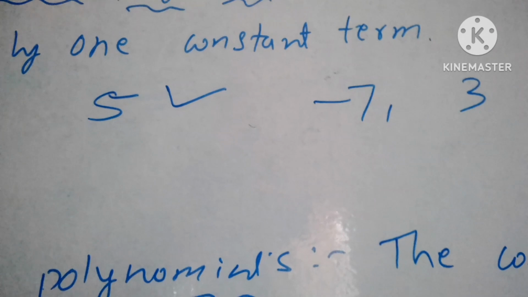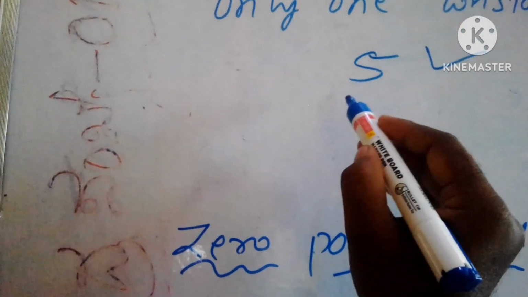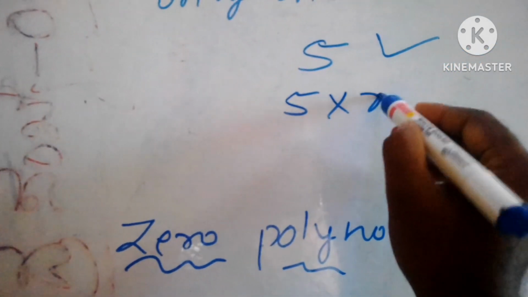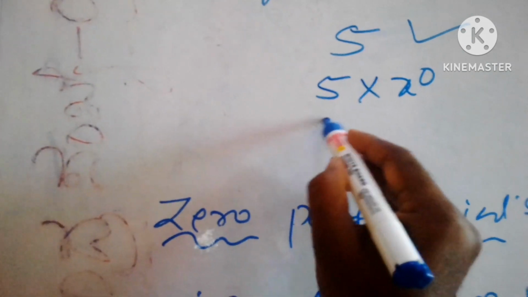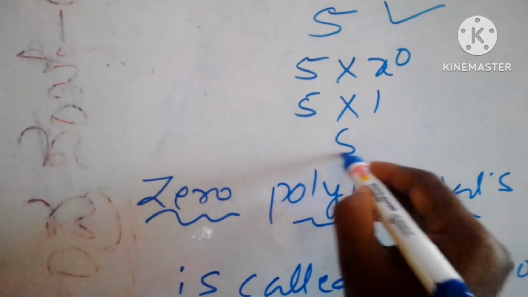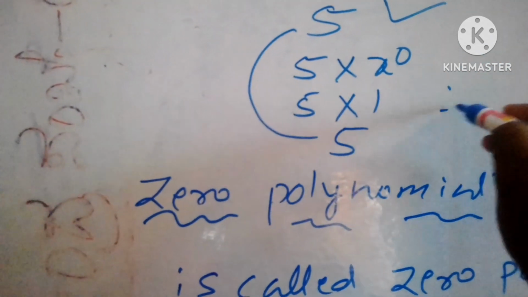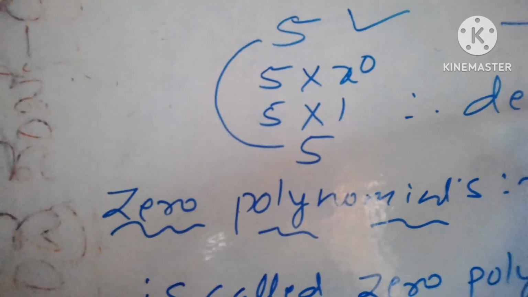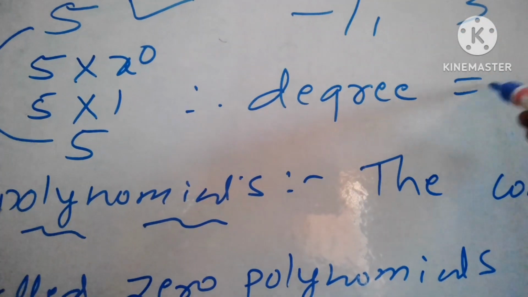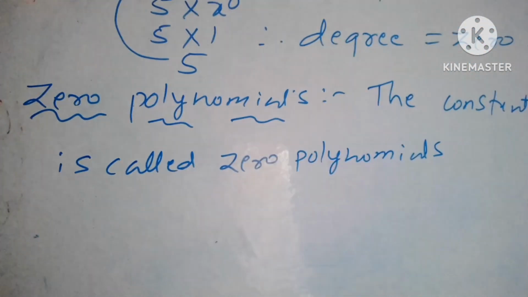The next question is, what is the degree of the constant polynomial? The degree of a constant polynomial is always 0. Consider 5 x raised to 0. When x is raised to 0, it is always 1. 5 into 1 is 5. Both are the same. Therefore, the degree of the constant polynomial is always 0.